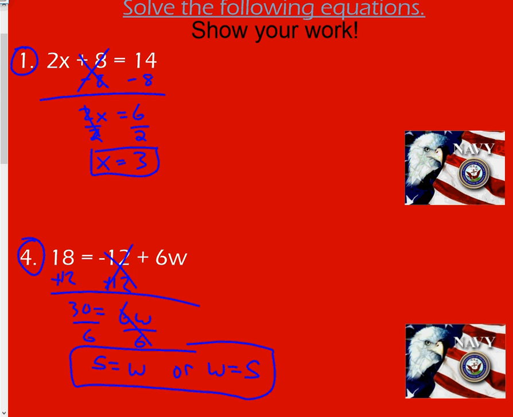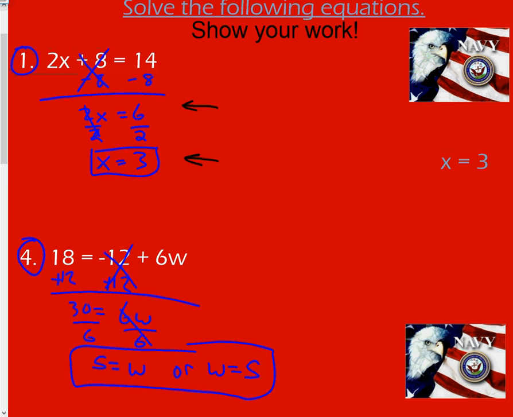All right, check it out. Number 1. Got rid of what was not attached first. That's the plus 8, so I subtracted 8 on both sides. I got 2x equals 6. This is where I'm at right now, after the first step. Now if I have 2 times x, divide it by 2. That's the inverse. Get x by itself, you end up with x equals 3. There we go.